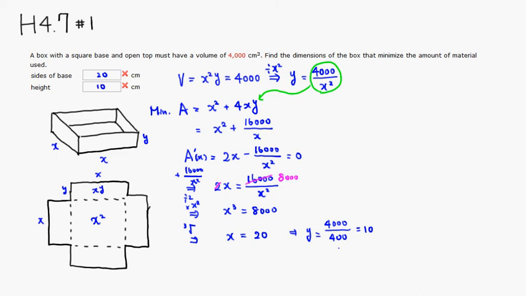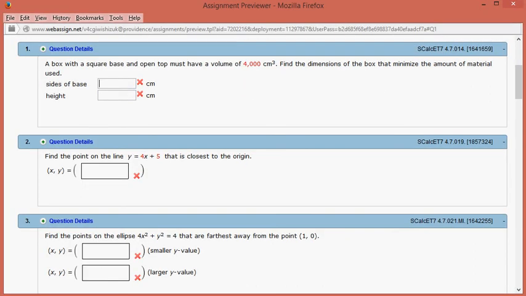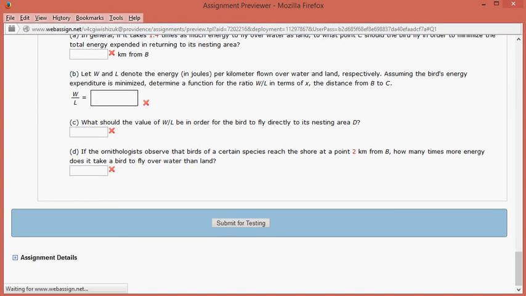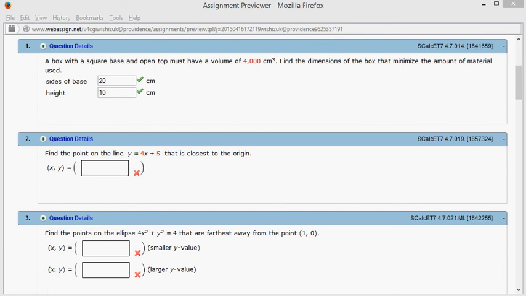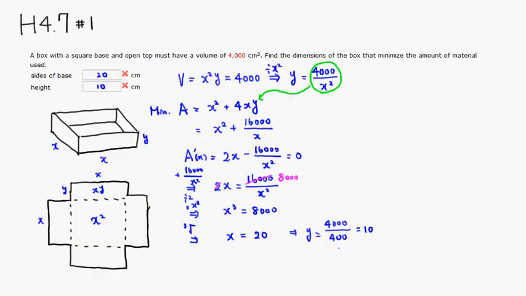Right? So let's type it in. We have 20 and 10. Right? Let's check the answer. Alright, it came back and looks like we got this one correctly. Alright, that's it. I hope that this was clear.